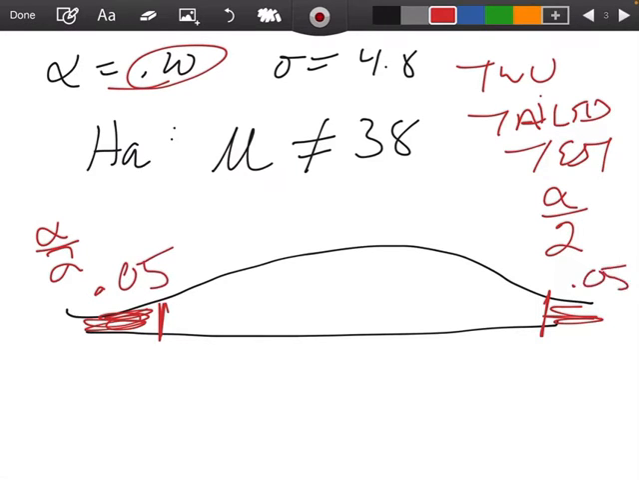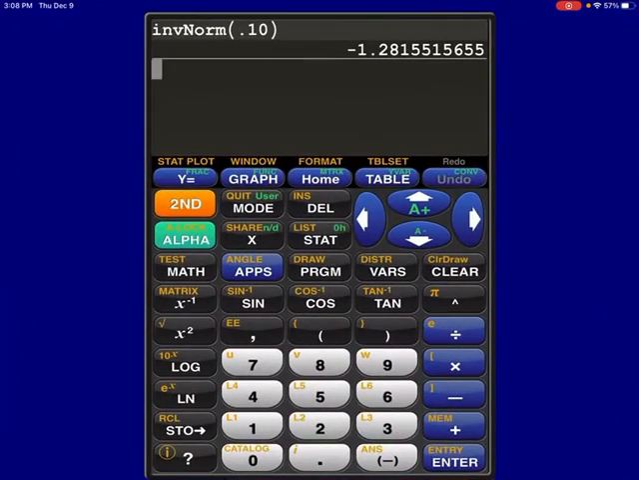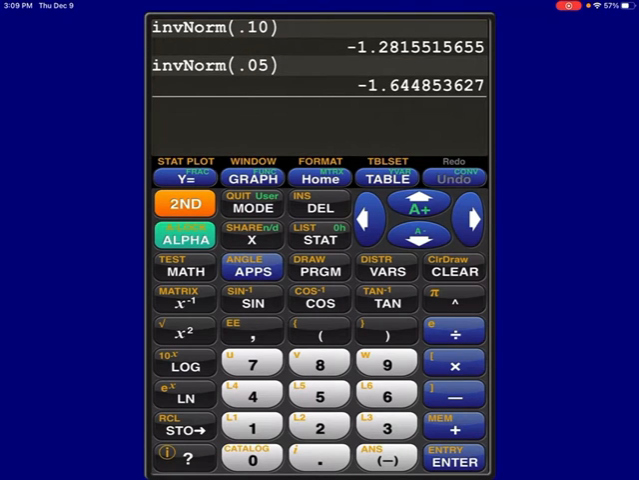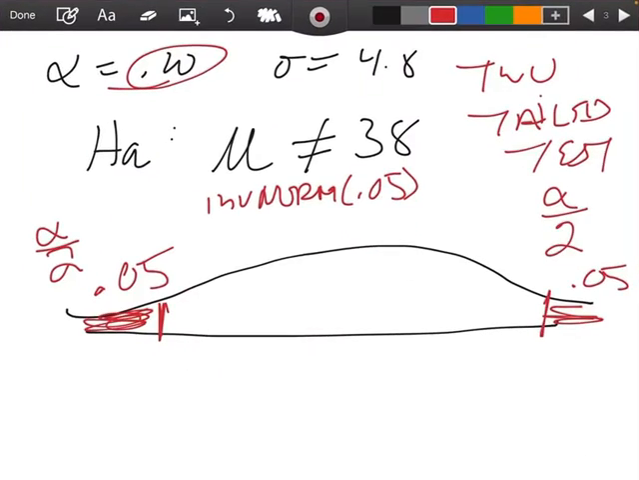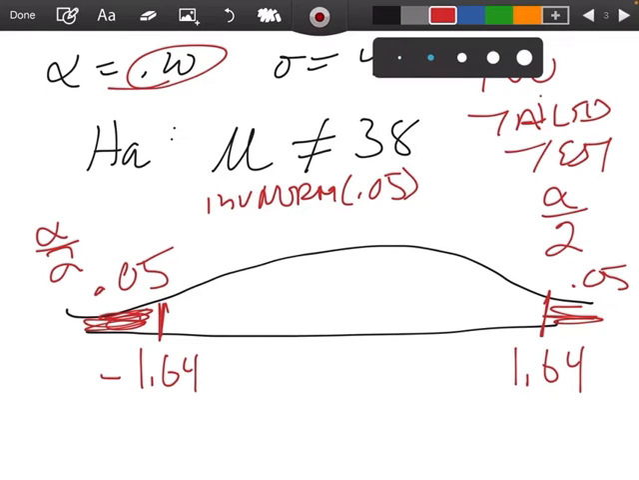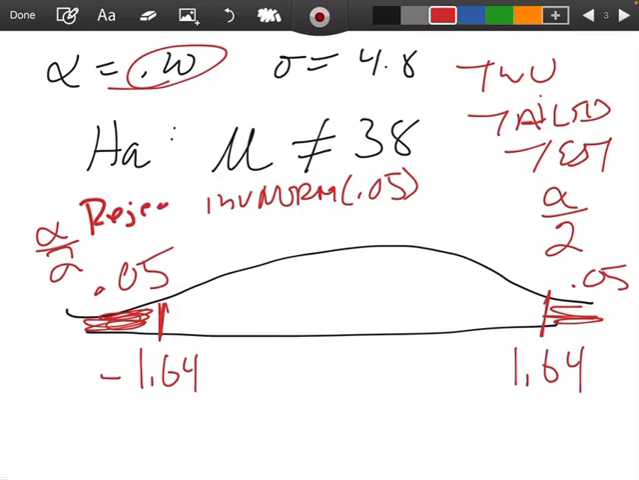The way I find these values is alpha divided by 2. So if my alpha was 0.10, half of 0.10 is 0.05, that's the area to the left, and the area to the right over here is 0.05. I'm going to do the same thing we did before: inverse norm, but now using 0.05. Second bars, inverse norm, 0.05, and we get negative 1.64. So this one here happens to be a positive 1.64.